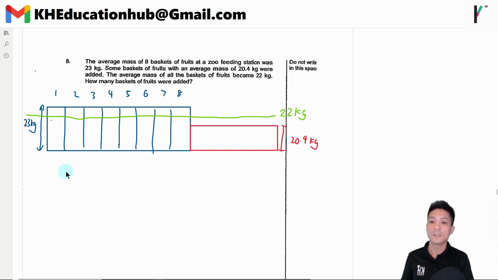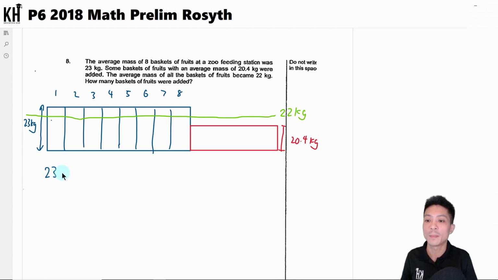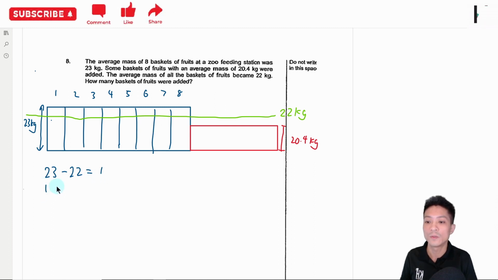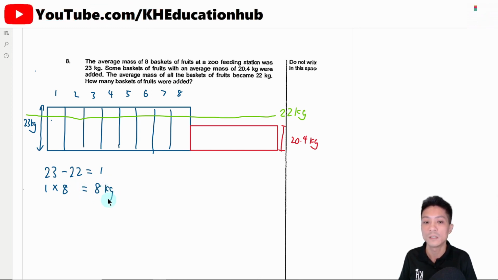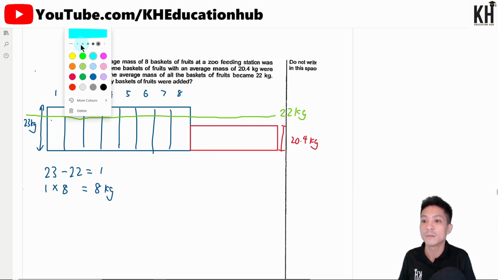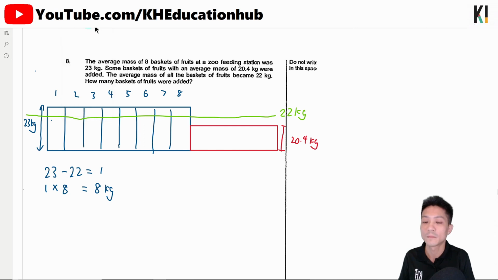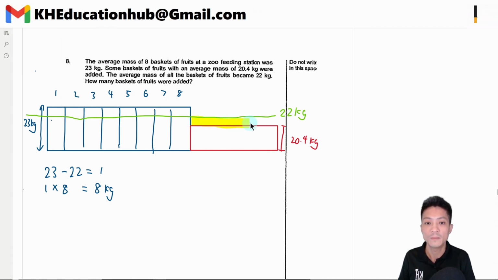Okay, so the first thing that we need to do is use the old average minus the new average. Then we have to times this by 8 because there are 8 baskets, which will give me 8 kg. This 8 kg will be used to fill up this part over here.